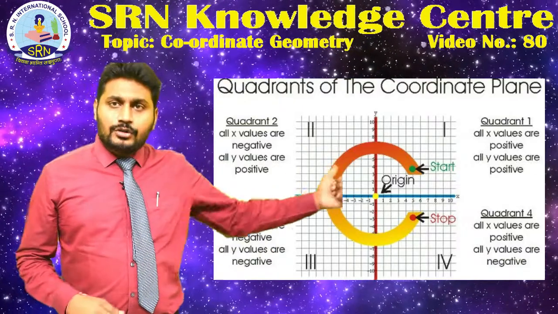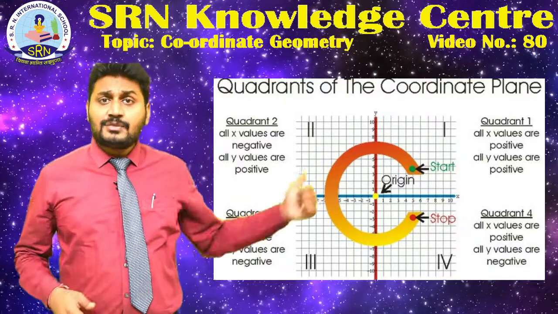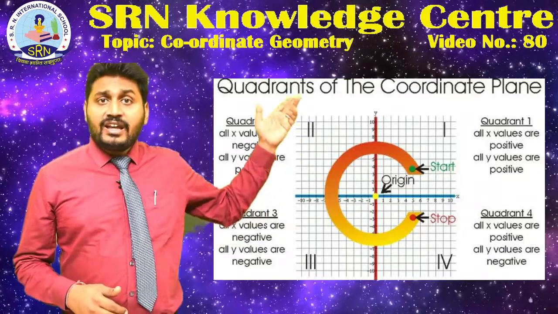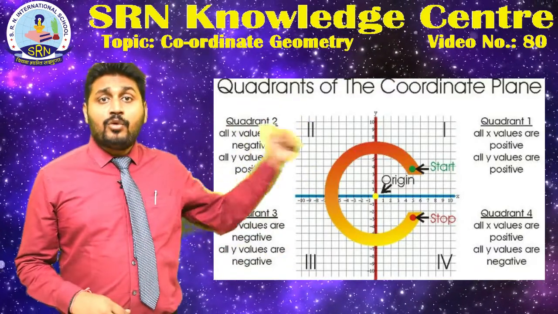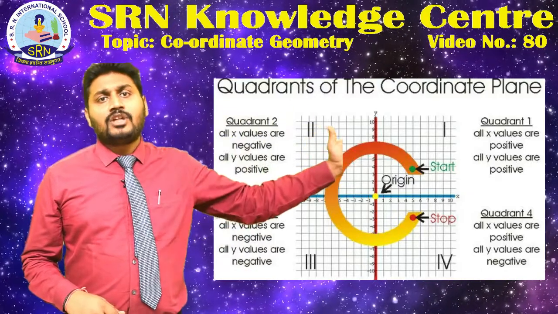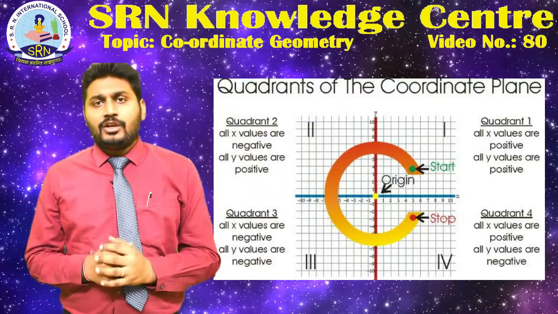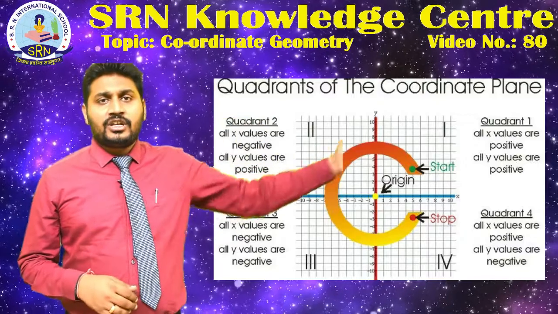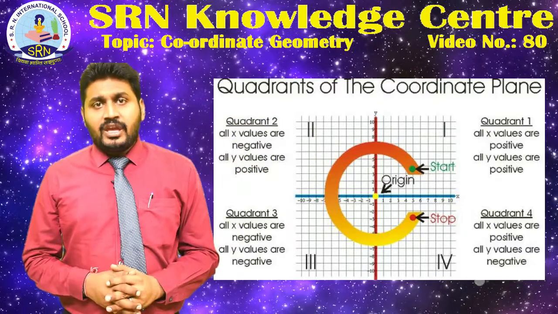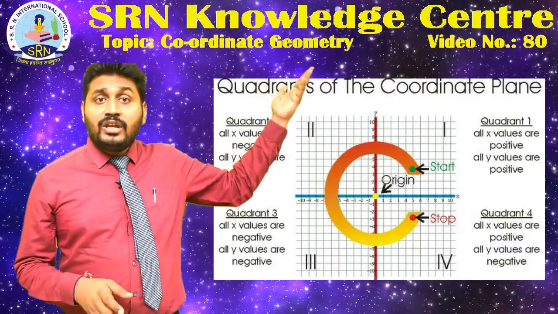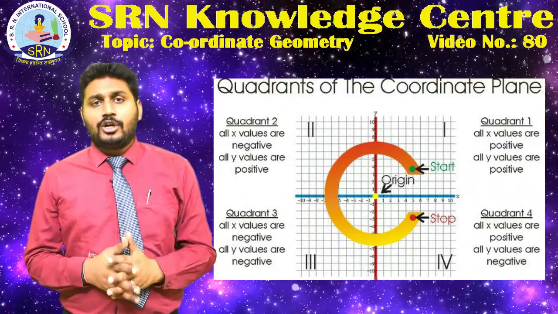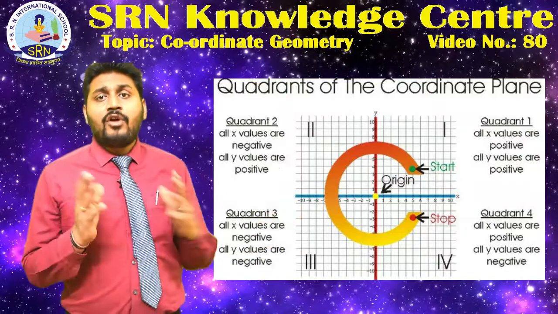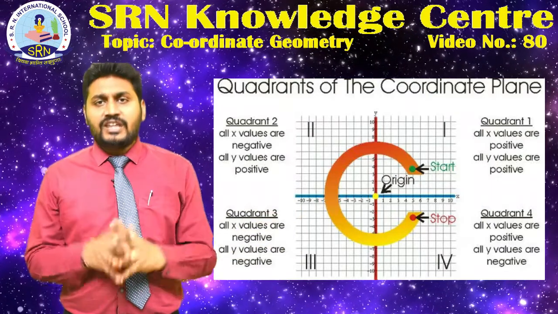For the fourth quadrant, x is positive and y is negative. As in this, for the x-axis we are moving towards the right from the origin, and all the values towards the right of the origin are always positive. And for the y-axis we are moving towards the downward portion from the origin, and all the values towards the downward side from the origin are always negative.